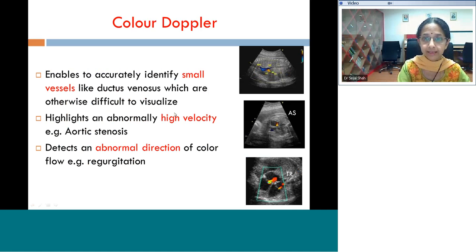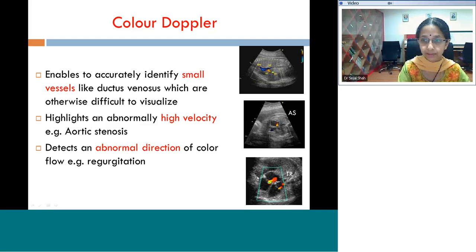The second important example is aortic stenosis, because we know that the pulse Doppler gradients may not accurately define the degree of stenosis. In that situation, if you see a high velocity turbulent flow across the aortic valve, it reflects a possibility of aortic stenosis. And the third is if there is a flow in an abnormal direction.